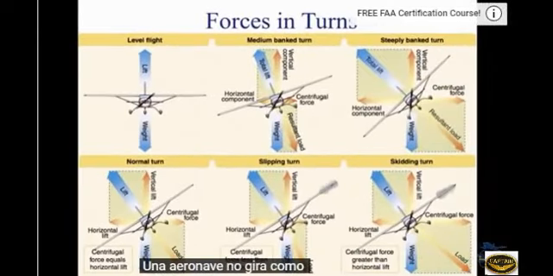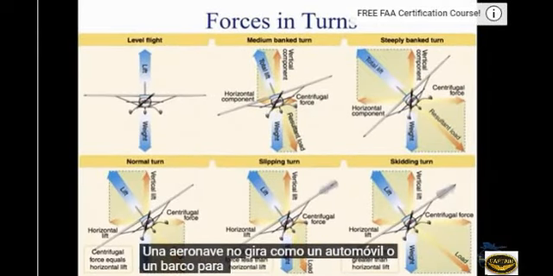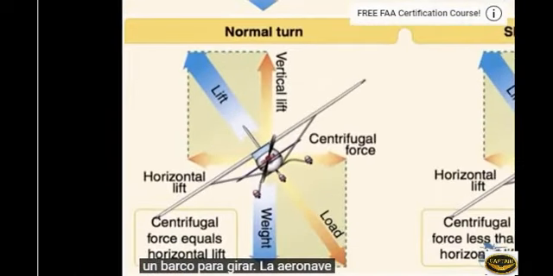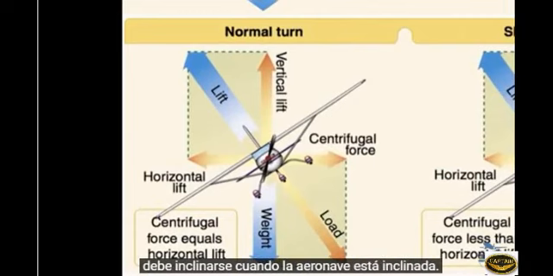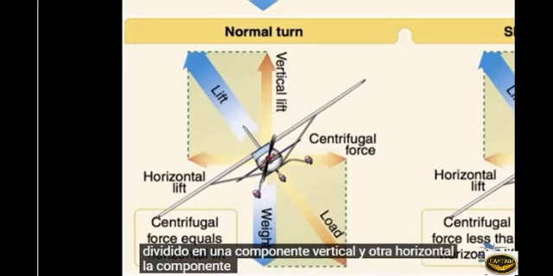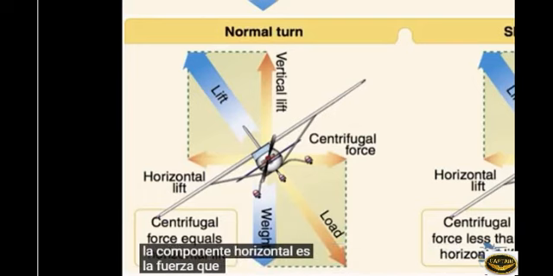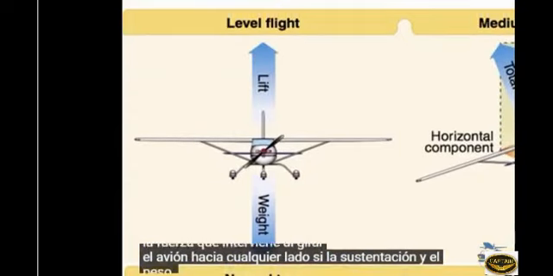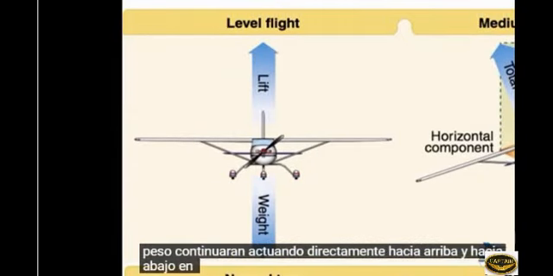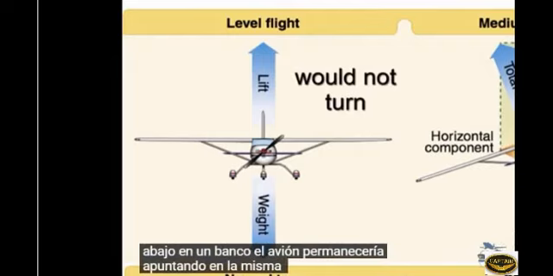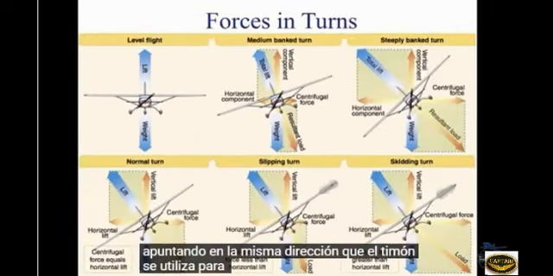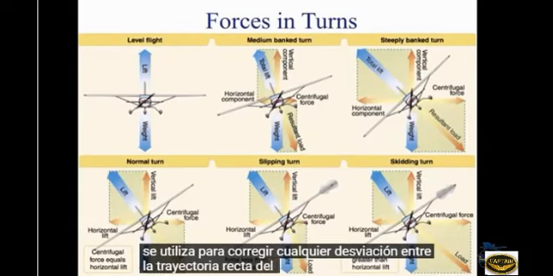An aircraft is not turned like a car or a boat. To turn, the aircraft must be banked. When the aircraft is banked, the lift does not act straight up and down. In a turn, the lift component is broken up into a vertical and horizontal component. The horizontal component is the force that is involved with turning the plane to either side. If the lift and weight continued to act straight up and down in a bank, the plane would remain pointed in the same direction.